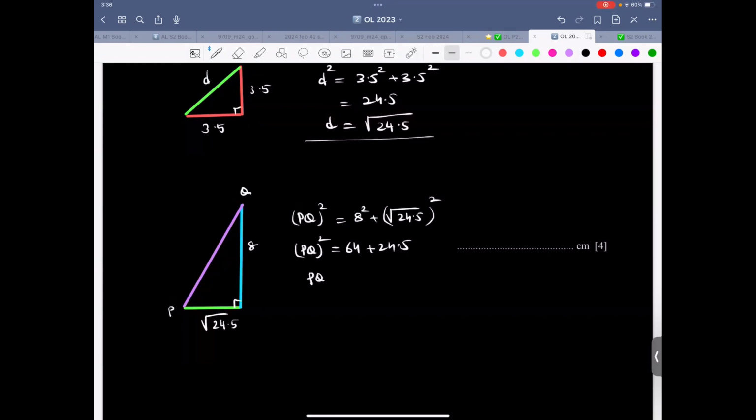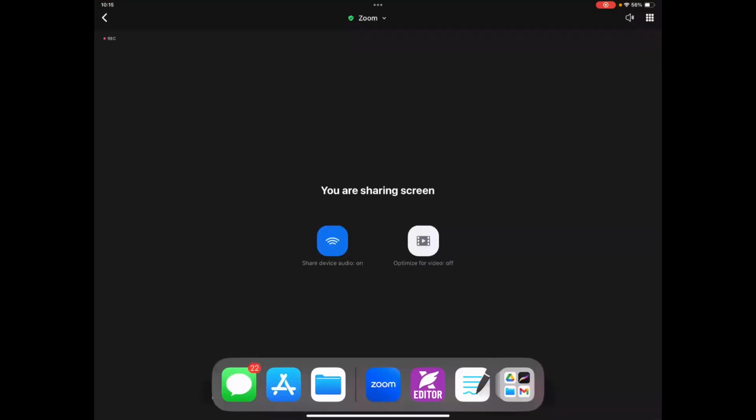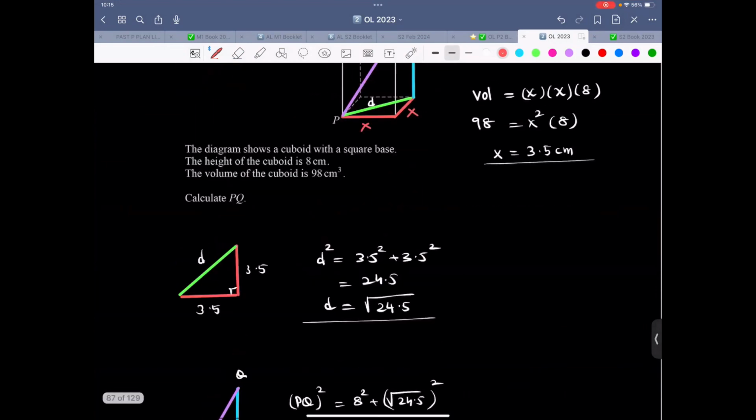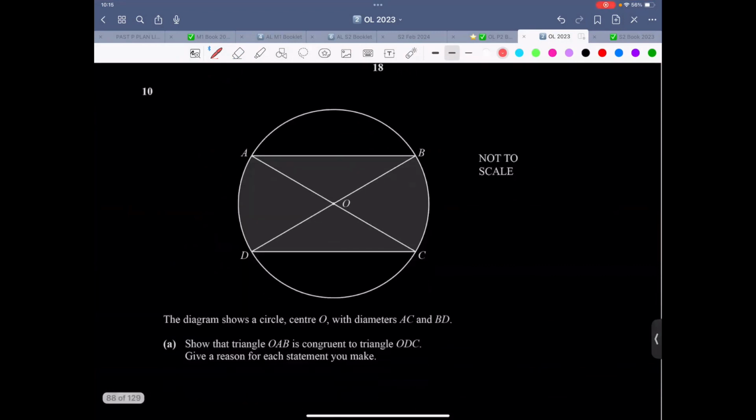Therefore, how much is PQ? PQ comes out to be 9.407. So now we have obtained this particular value, which is 9.407, but it's not written correct to 3 significant figures. So let me write this thing as 9.41 centimeters and that's how we calculate this thing. So now let's move to question number 10.